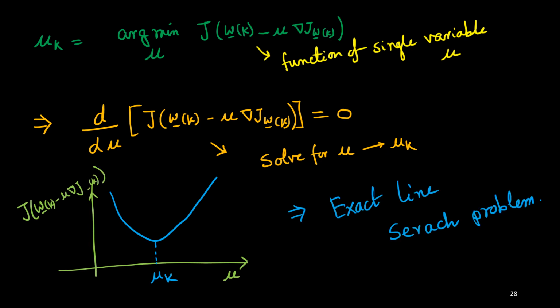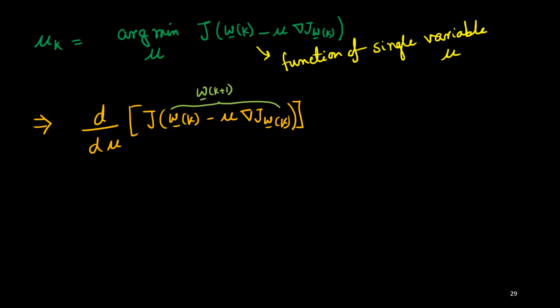And this problem is exactly called the exact line search problem, because along the line, this negative gradient descent line, you need to find one single variable mu so that the function value is minimized. Okay, so this technique is exact line search, so we can use this method to solve these things, but this is really a difficult task. Okay, so now I'll discuss a little bit more detail.